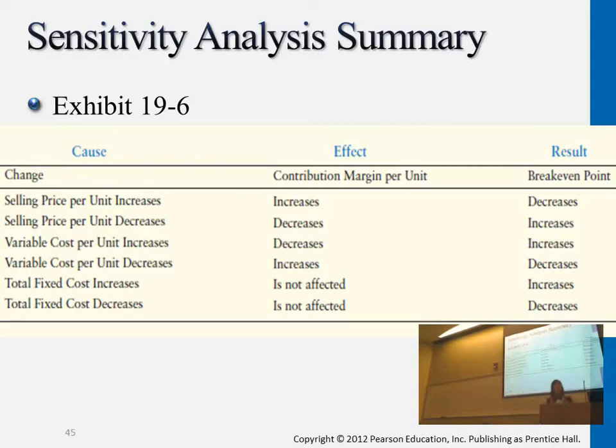So you understand this by calculating whether contribution margin is more than before or less than before. If it's less, then break-even units need to be higher in order to cover fixed costs. If it's higher than before, then break-even units will be lower. The last category here is fixed costs. Remember, it doesn't relate to contribution margin.